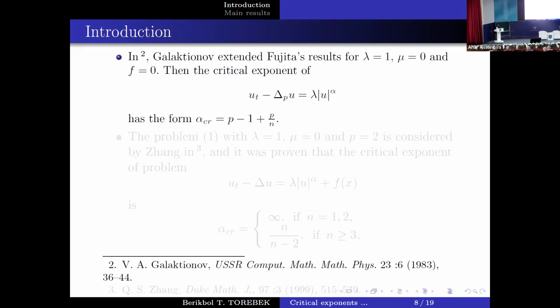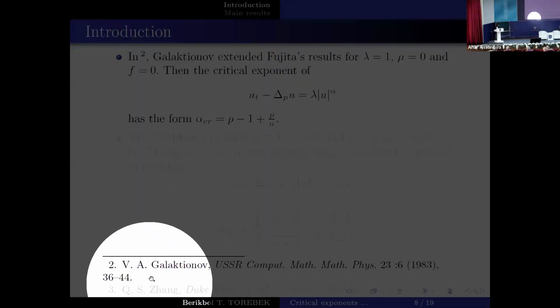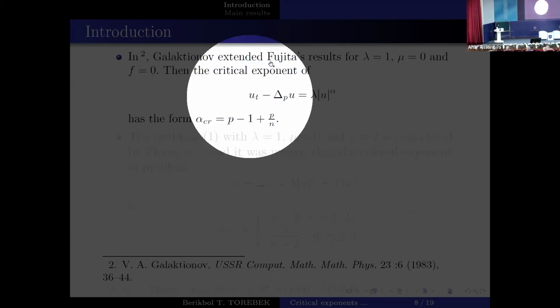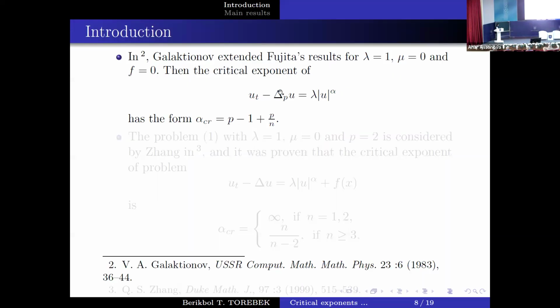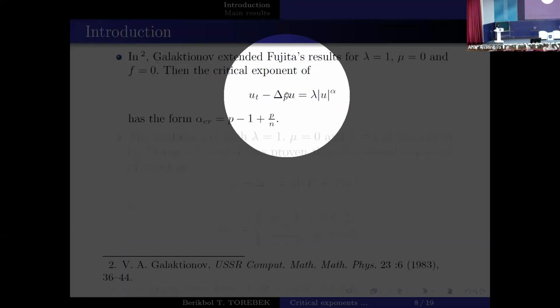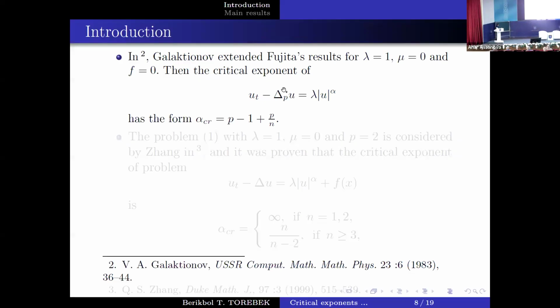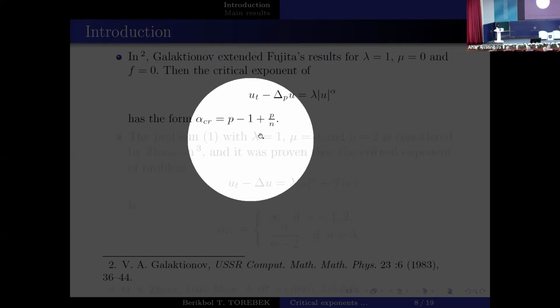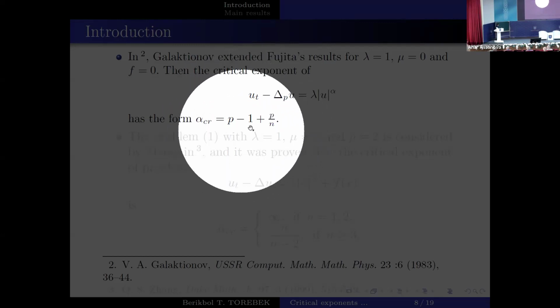And later in 1983, the Soviet mathematician Viktor Galaktionov considered the p-Laplacian extension of Fujita's problem. Instead of a Laplace operator, he considered this kind of p-Laplace operator and was interested in the critical behavior of the solution. And he found that the critical exponent in the sense of Fujita can be presented by this expression.